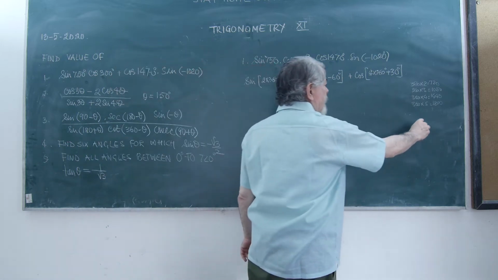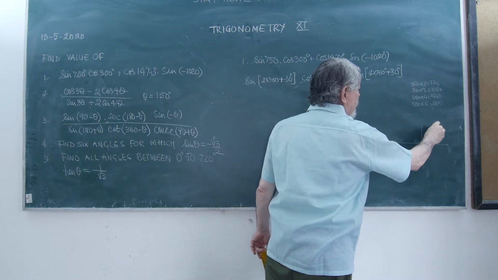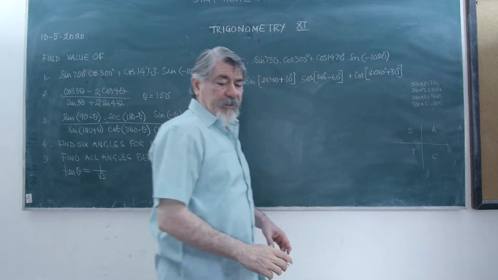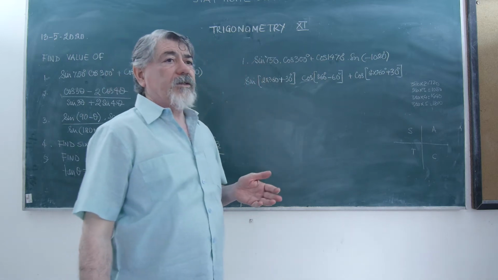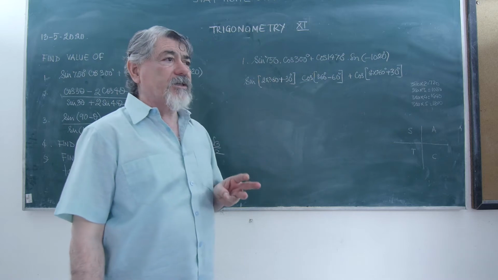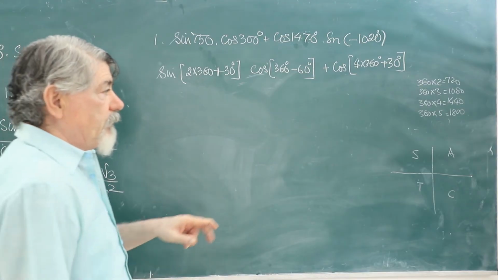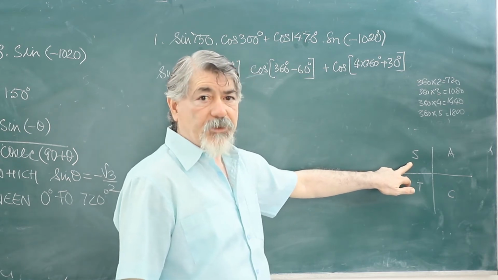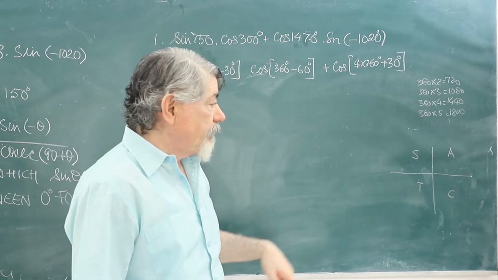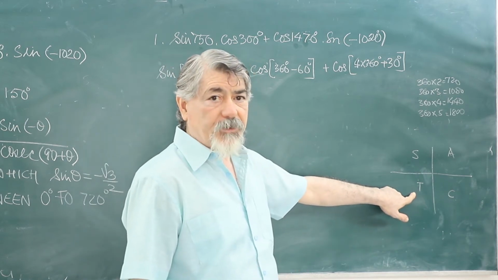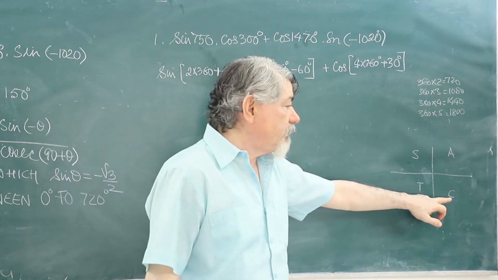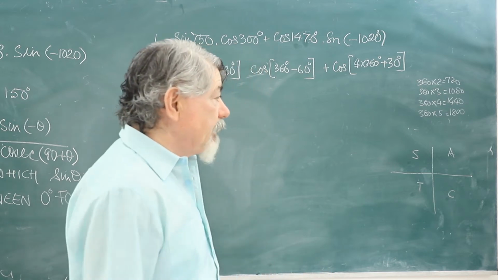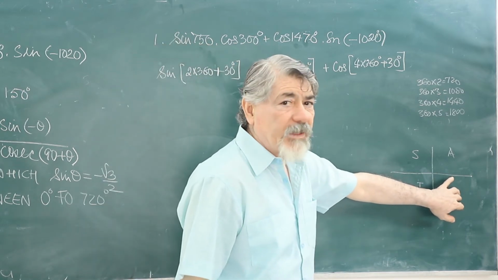Before that, you must remember, I have told you clearly, "add sugar to coffee." These 4 things you have to remember. In the first quadrant, all trigonometric ratios are positive: sine, cos, tan, cosec, sec, cot. In the second quadrant, only sine and cosec are positive, the rest are negative. In the third, tan and cot are positive, the rest are negative. In the fourth, cos and sec are positive, the rest are negative.